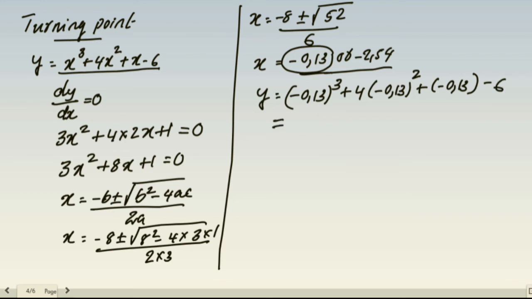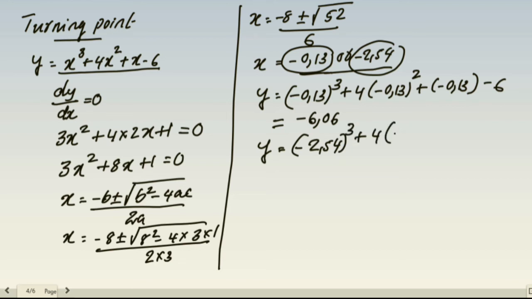When you do this one, you will get the answer minus 6,06. So we got our first turning point. Then the next turning point when x is equal to this one, do the same thing, that is substitute in the main function, that is minus 2,54 all cube plus 4 times minus 2,54 all square plus minus 2,54 minus 6. When you do this one, you will get the answer 0,87. That is the y value. You get it.